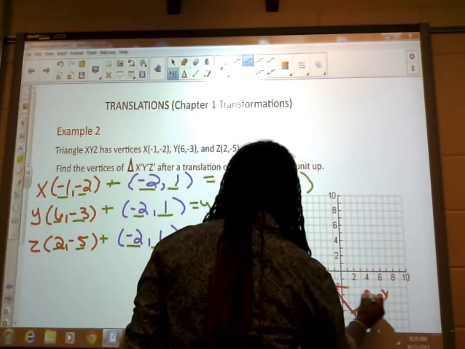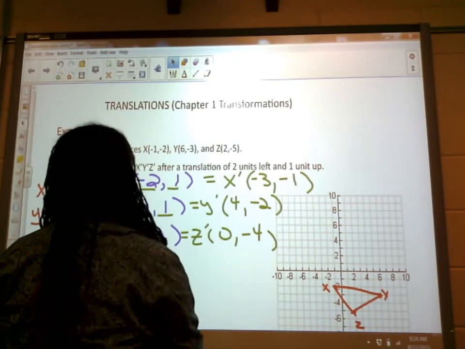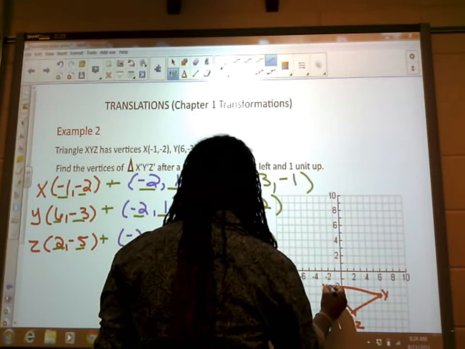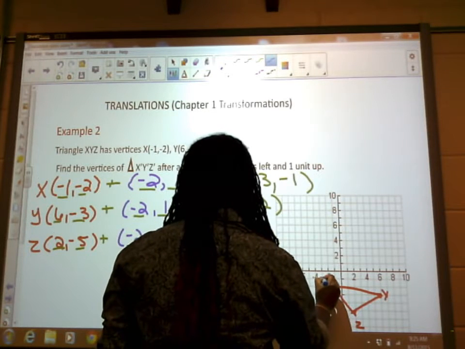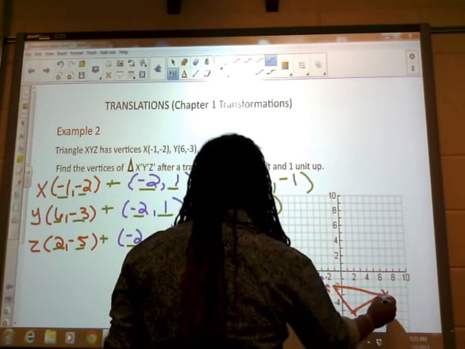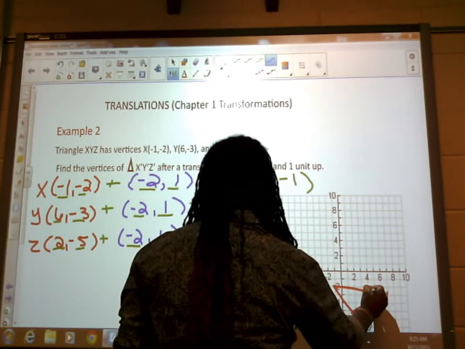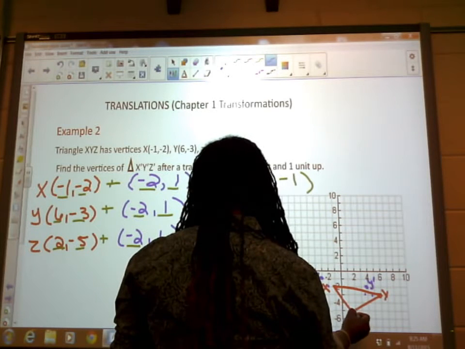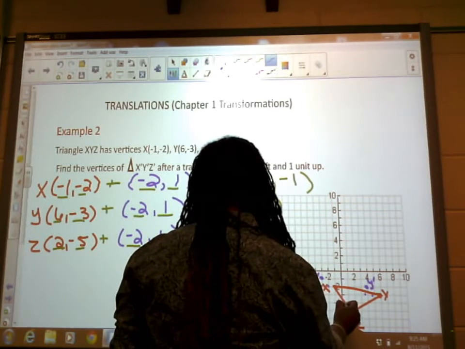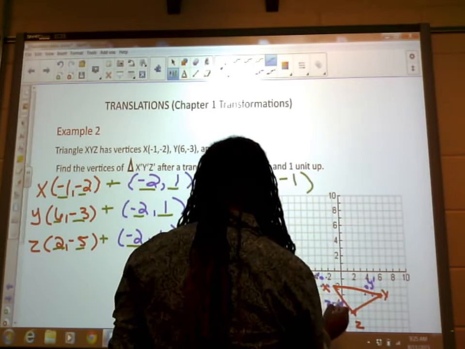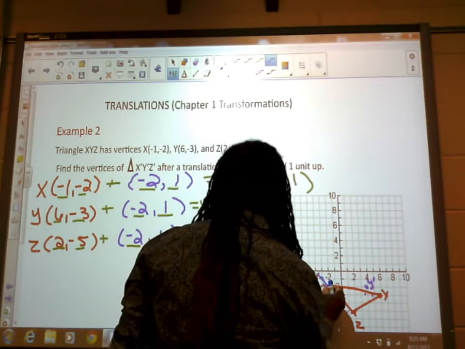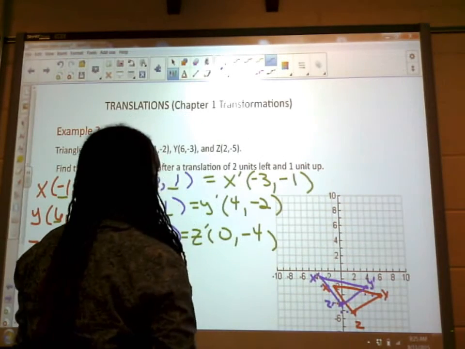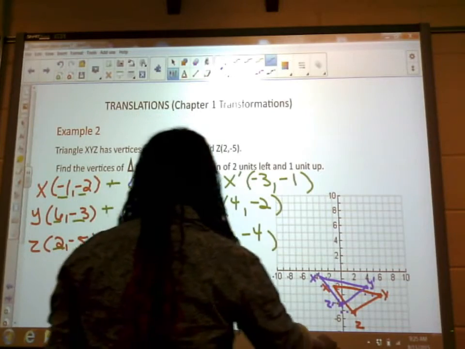Alright, so here's my original. And from here, they want me to go 2 units to the left and 1 unit up. So 1, 2, and 1 up. That's x prime. 1, 2, and 1 up. Y prime. And 1, 2, and 1 up. Z prime. So here is my new image in blue after it has been translated 2 units left and 1 unit up. So let's verify what we did.